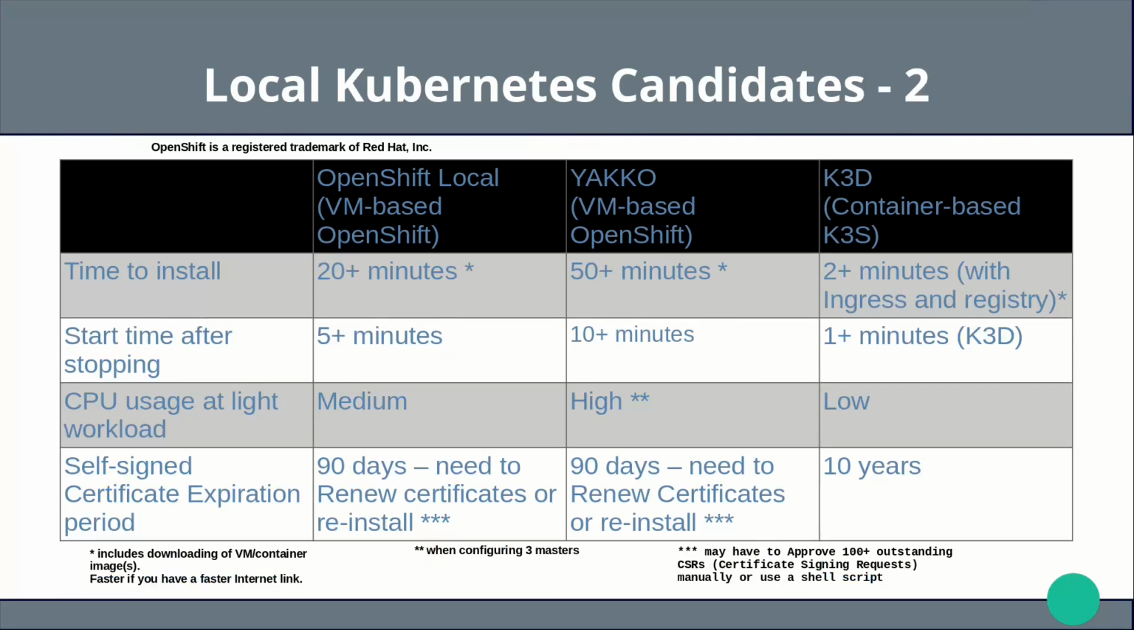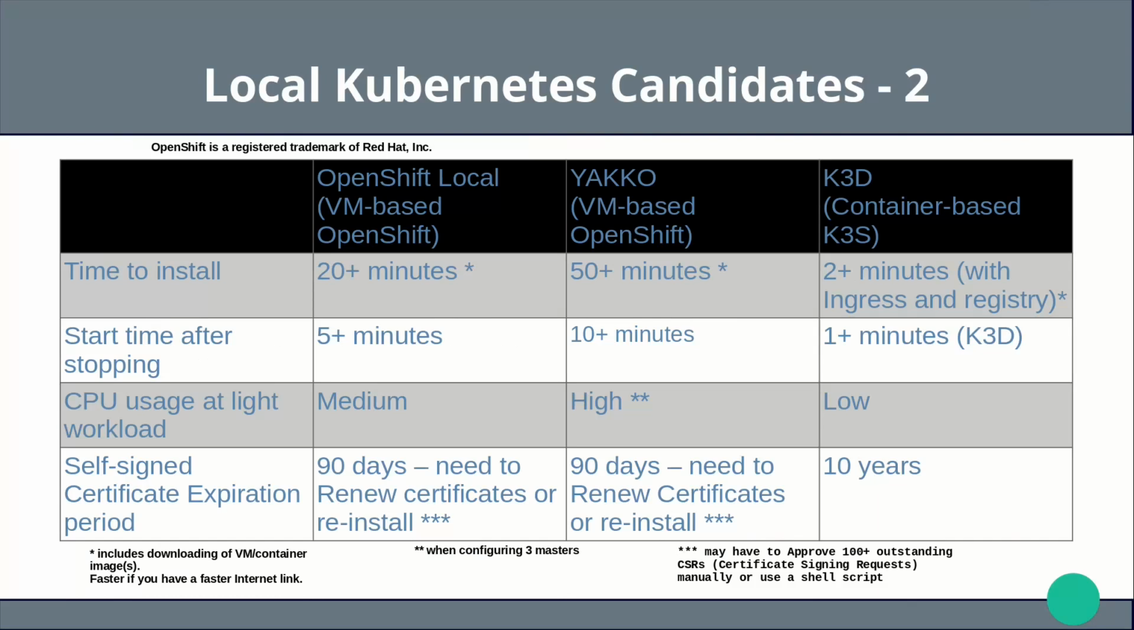Now let's look at the time to install. OpenShift Local requires maybe 20 plus minutes because it has to download a 4.6 gig VM. Same for Yacko, it has to download the Core OS and OpenShift, etc. So it's going to take 50 plus minutes. For K3D, this is less than 2 minutes. Start time after stopping, OpenShift Local is around 5 minutes or more. For multi-node OpenShift using Yacko, maybe 10 minutes. But for K3D it is under a minute.